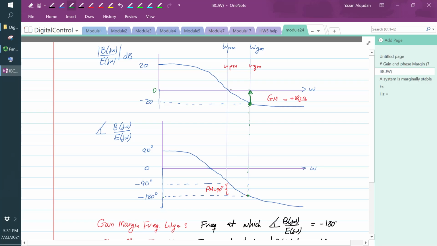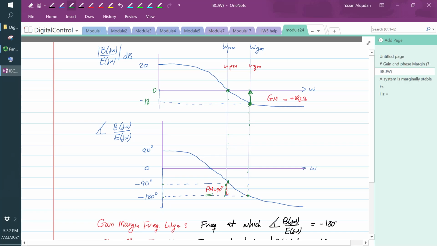Similarly, I'm going to see where I'm crossing the axis here, at 0 dB. This is going to define the phase margin, and I'm going to measure from negative 180 to the curve, and this will give me the phase margin. So in this case, if this point is negative 90, then the phase margin is 90 degrees from here to here. And again, if this was, for instance, negative 18 dB, then my gain margin is 18 dB.